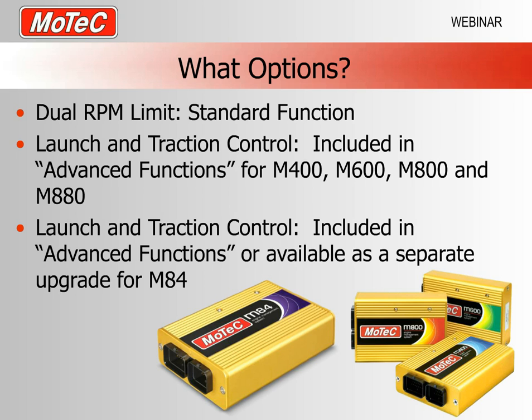They are included in the advanced functions upgrade for the 100 series ECUs, or the 400, 600, 800 and the M80. So if you buy the advanced functions, as well as a couple of other functions, you get the launch and traction control. On an M84, which is our new ECU, the launch and traction control again are included in the advanced functions, or you can actually buy it as a separate function. So you can just buy launch and traction control without the other parts of advanced functions if you want. So just a slight difference between the two.